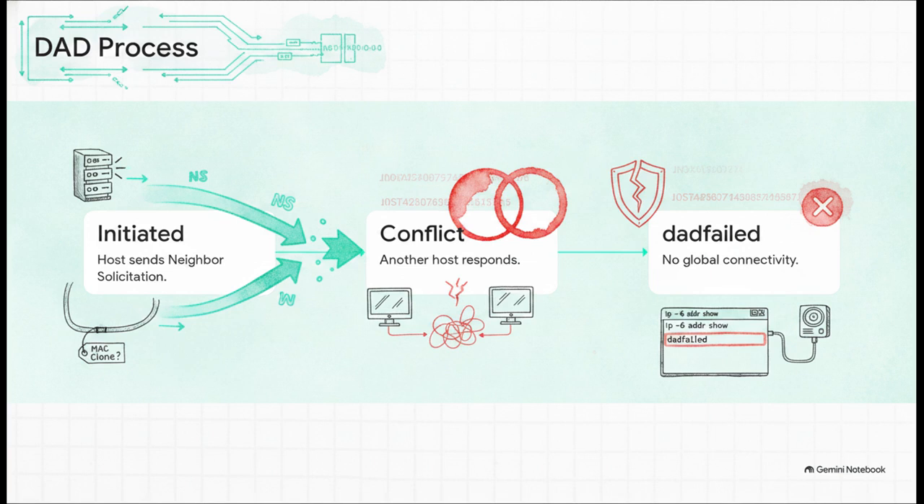Step 1, the host kicks off DAD by sending a neighbor solicitation for the address it wants. Step 2, if another host is already using it, boom, conflict detected. And step 3, the interface drops into a DAD failed state, which means zero global connectivity. A super common culprit for this that you'll run into: cloned MAC addresses in virtual machines. So if your VM is mysteriously offline, run ip -6 address show and look for that exact DAD failed flag.